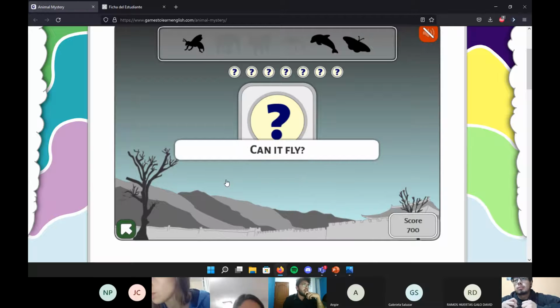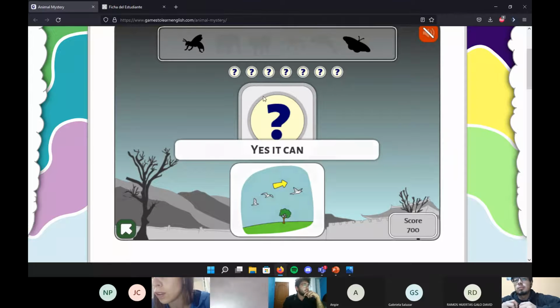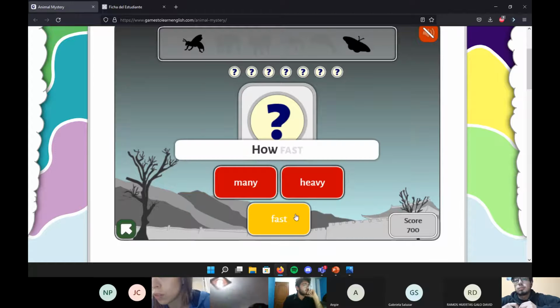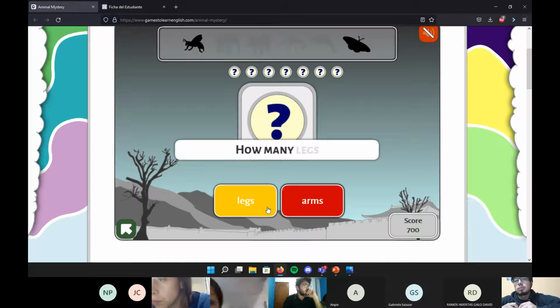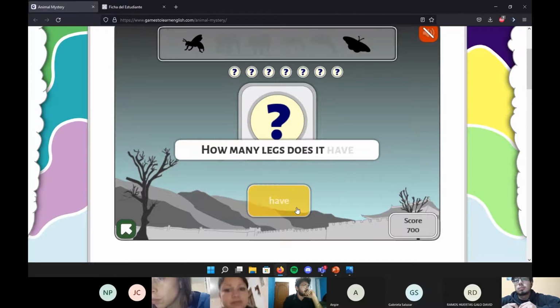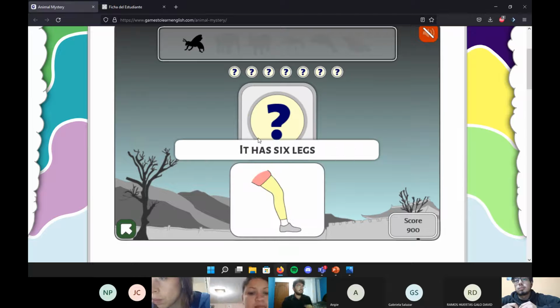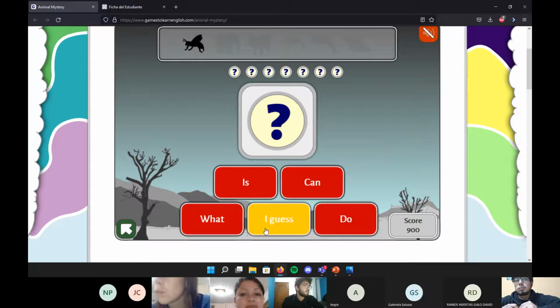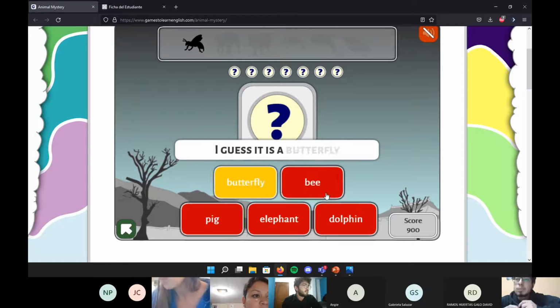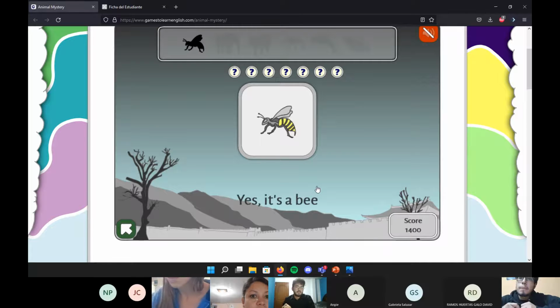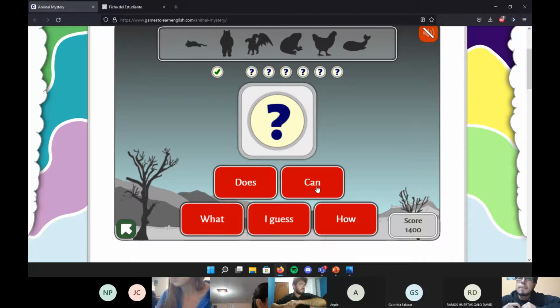Can it fly? Yes, it flies. Maybe how many legs or arms? It has 6 legs. And for that reason, I guess it is one of these. You can choose any of these. In this case, we can choose a bee. Okay, it's a bee. If you want to participate with another animal, please come on.